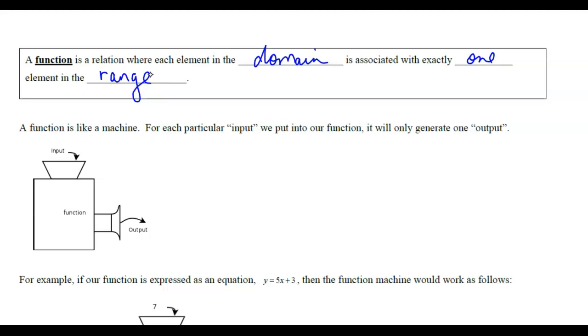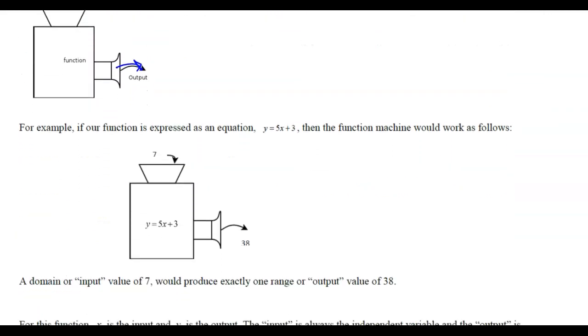Okay, so a function is like a machine. For each particular input we put into our function machine, it will only generate one output. So you put a value in and you get only one out. You don't get 2 different out. There's not 2 spouts on the machine. So for example, if our function is expressed as an equation, then the function machine would work as follows.